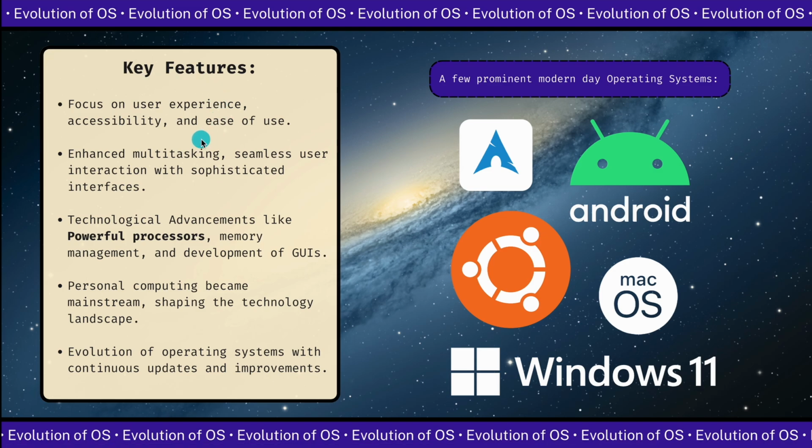Now, key features of modern operating systems focus on user experience, accessibility, and ease of use. It enhanced multitasking, seamless user interaction with sophisticated interfaces. Technological advancements like powerful processors, memory management, and development of GUIs further accelerated development of these modern operating systems. And the fact that personal computing became more mainstream and accessible, shaping the technology landscape. Evolution of operating systems with continuous updates and improvements.